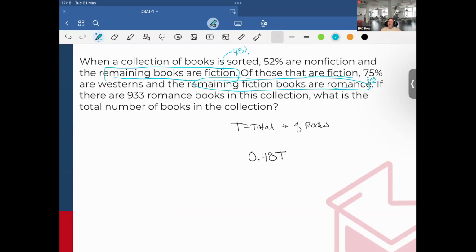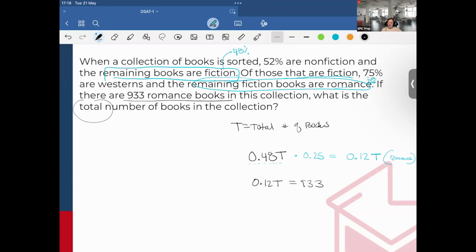Okay, so then I can do romance would be equal to 48% of the total books multiplied by 0.25 for the romance books. That's equal to 12% of the total. Okay, so 12% of the total are romance books. And then I can simply take this: if there are 933 romance books, so 0.12 times t is equal to 933. What is the total number of books in this collection?